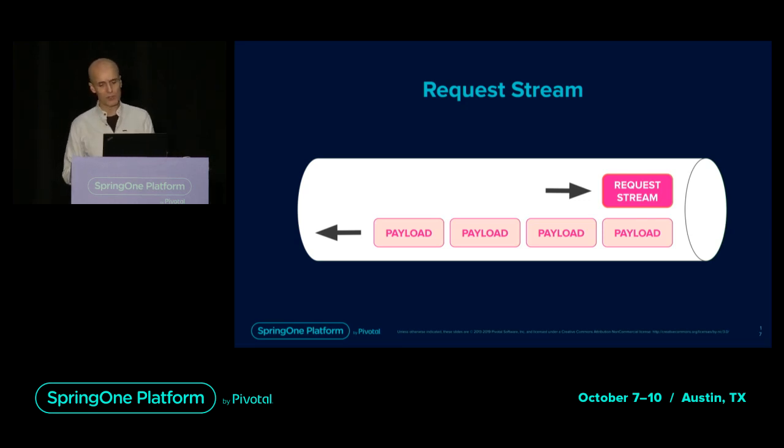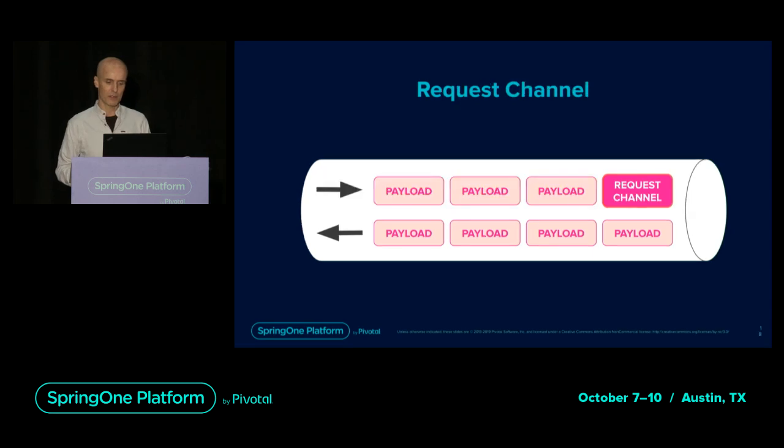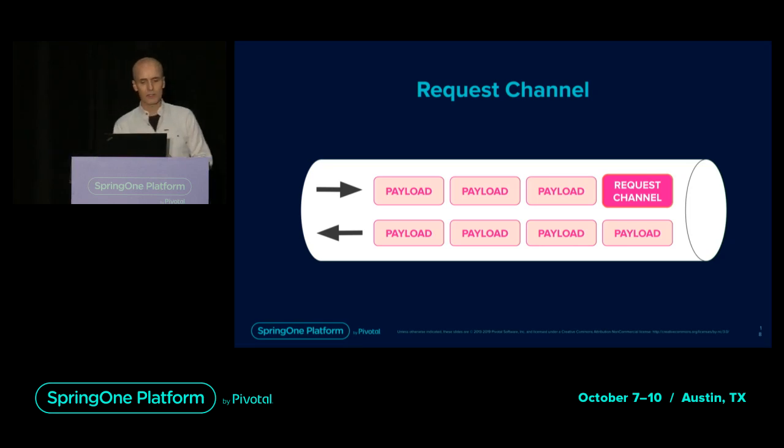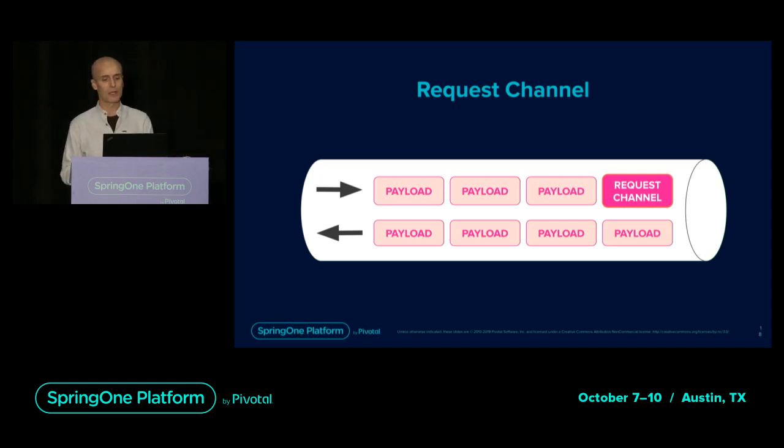And as we will also see, this can be done from both ends. So, it's similar to SSE, but also quite different. The next interaction is a request channel. This is where both sides are going to be sending streams of messages. And you can see again that the first one tells you the name of the interaction, the request channel frame. And then after that, both sides are basically continuing to send payloads.